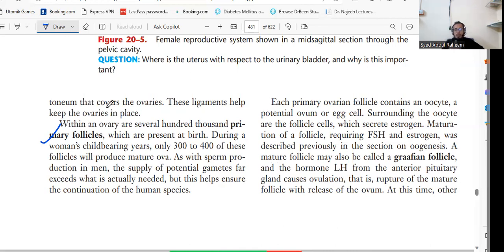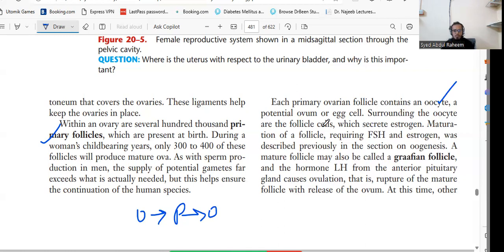At birth, there are thousands of primary follicles, but as a woman's age increases, the number reaches 300 to 400, which will produce mature ova. Remember the name primary follicles in the ovaries. Each ovarian follicle contains an oocyte. So in each ovary we have primary follicles, and primary follicles contain an oocyte, a potential ovum or egg cell.